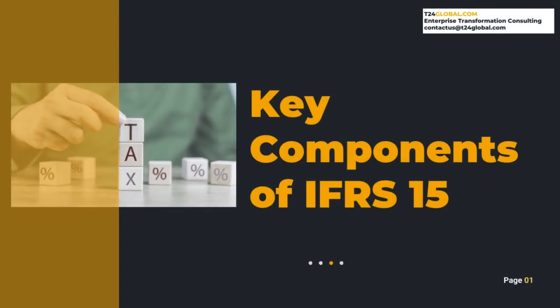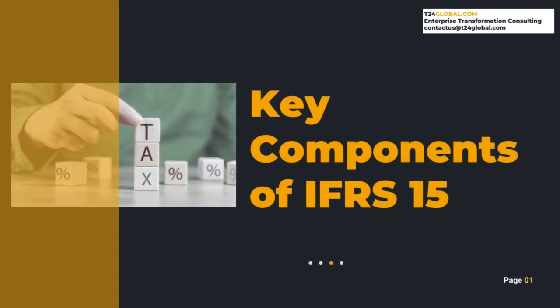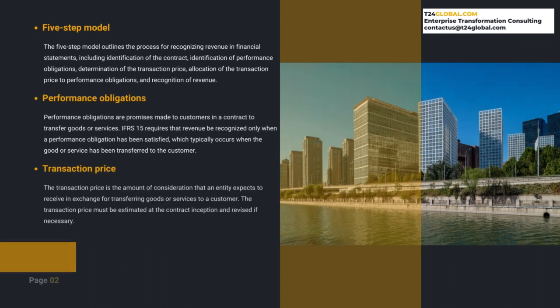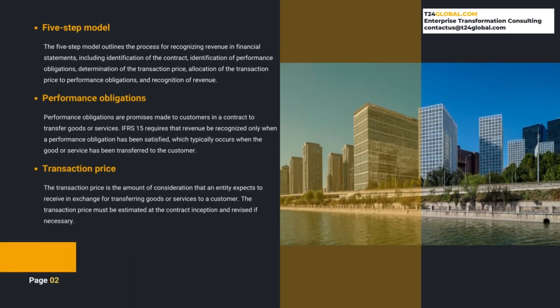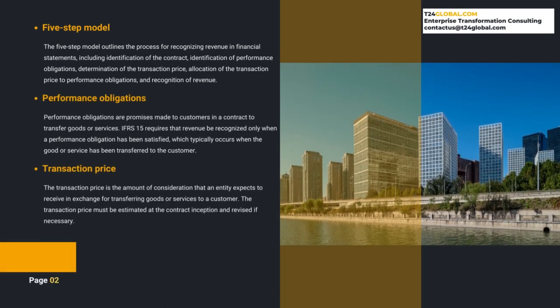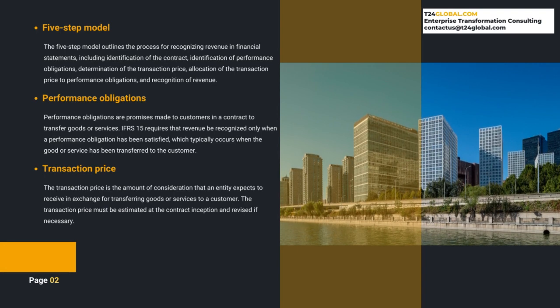Let's discuss the key components of IFRS 15. 1. 5-step model. The 5-step model outlines the process for recognizing revenue and financial statements. This includes the identification of the contract, identification of performance obligations, determination of the transaction price, allocation of the transaction price to performance obligations, and recognition of revenue.